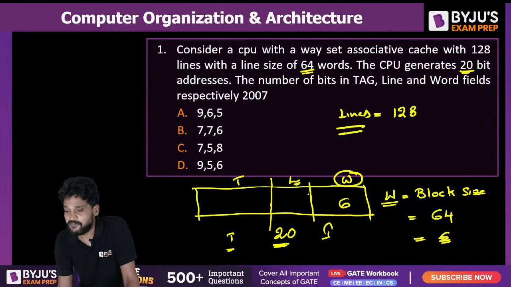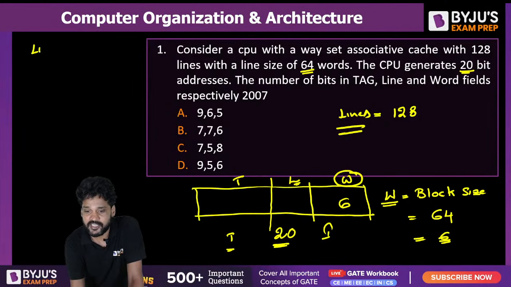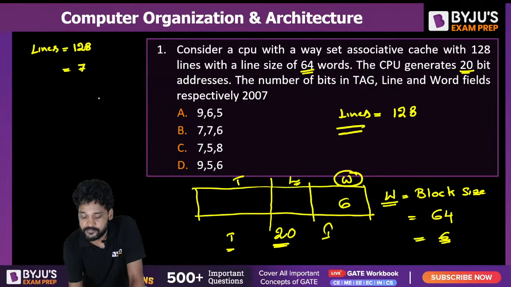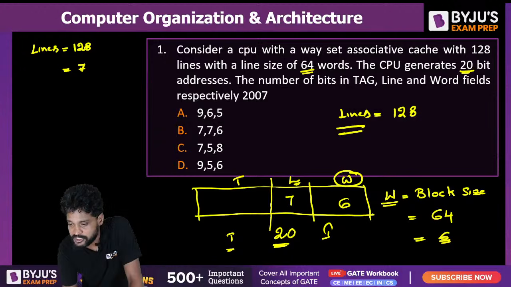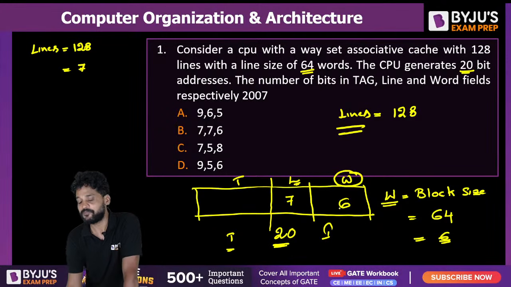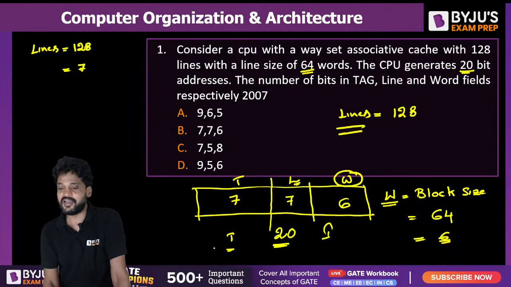What is the total number of lines? According to the question, the total number of lines is equal to 128. 128 requires 7 bits. So 128, 7. Just deposit these bits here at the line field. 7 plus 6 is equal to 13, and 20 minus 13 is equal to 7. 7, 7, 6 is the correct option.